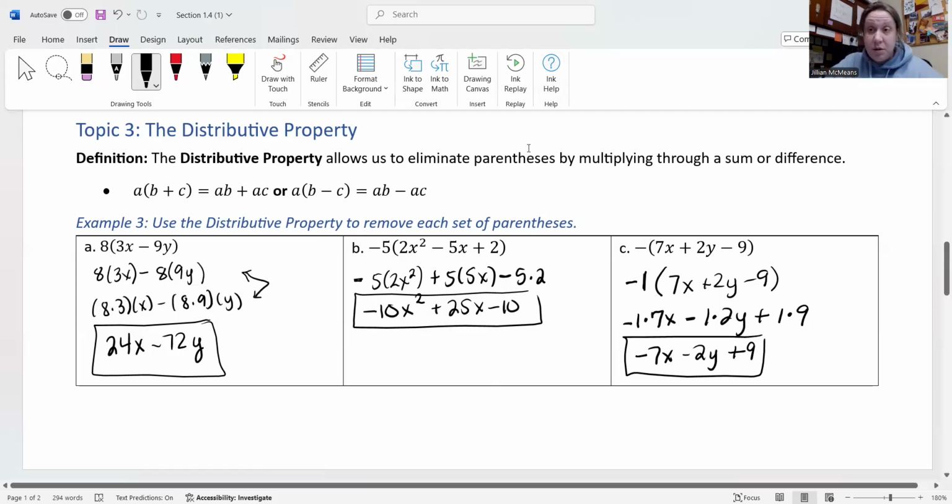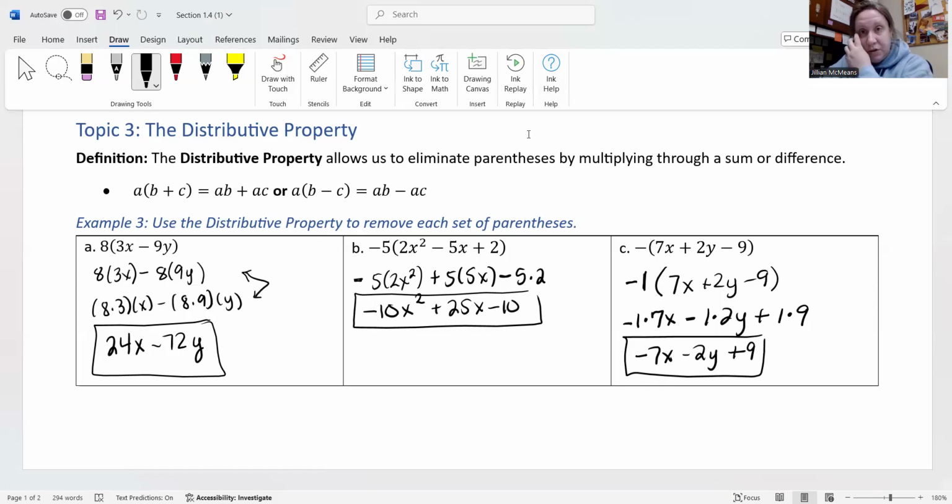So that is the distributive property, and this is going to be a big part of what we do when we start working with algebra. Okay, so make sure you practice this, make sure you know your signs, and have a general understanding of how these properties work together.